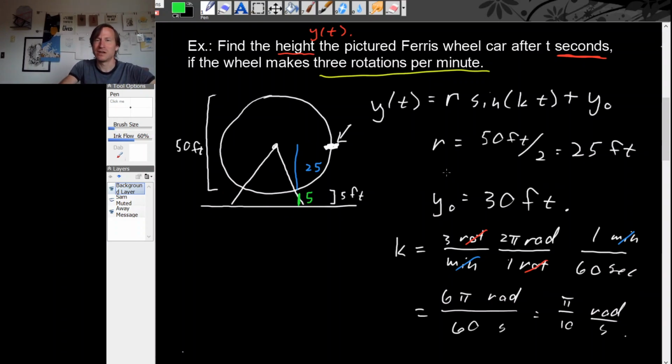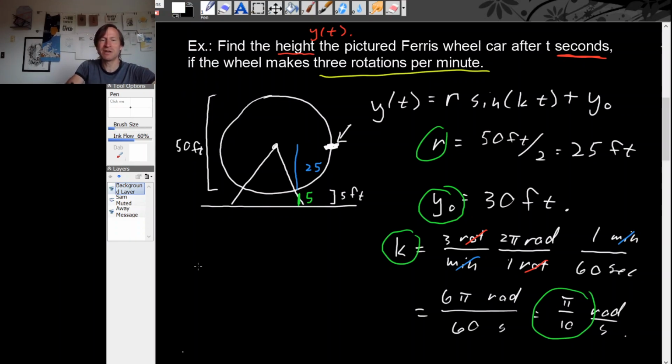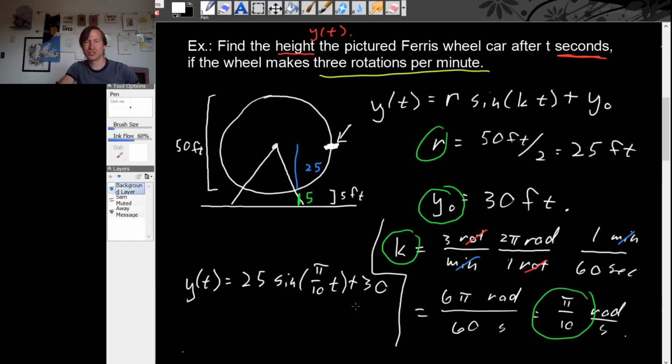Okay, now we know our radius, we know the y-coordinate of the center of the circle, and we know our angular speed in radians per time unit. So now we can write down our function. y of t, the height of that Ferris wheel car, is going to be the radius, which is 25, times sine of pi over 10 t plus the height of the center of the circle, which is 30. And there we go. There's a function that tells us the height of the Ferris wheel car after t seconds.